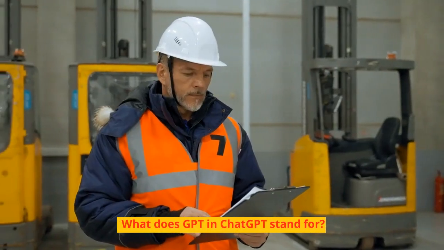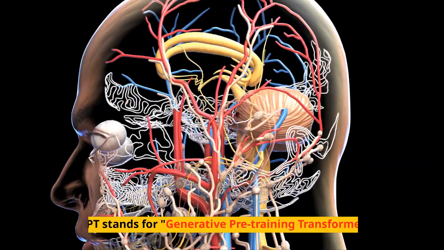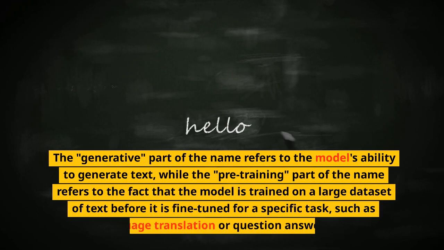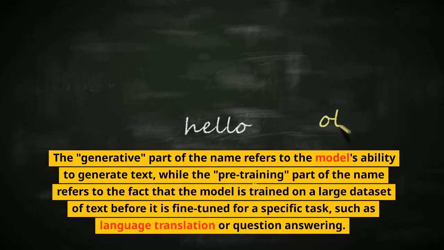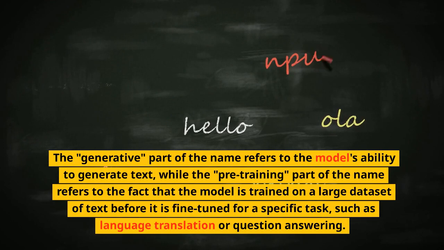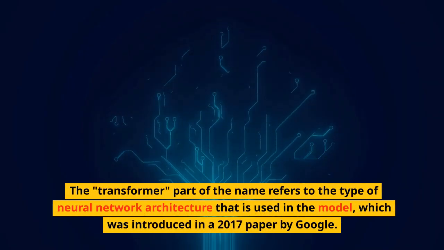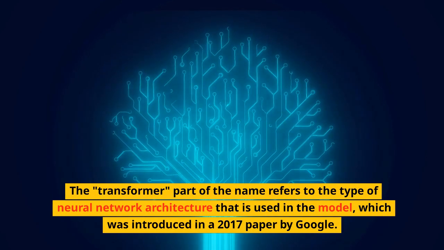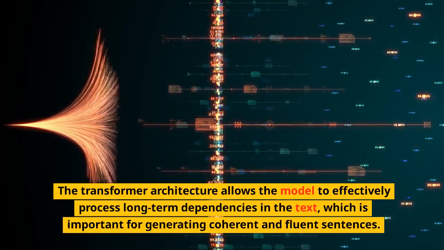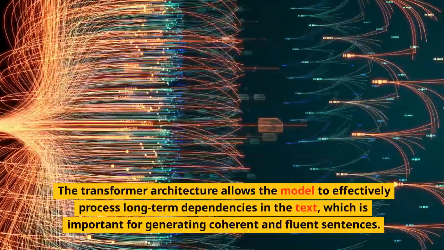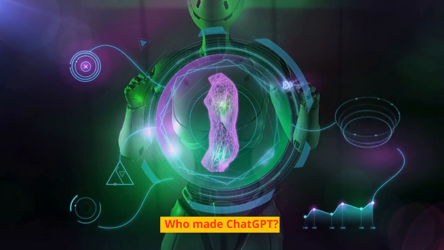What does GPT and ChatGPT stand for? GPT stands for Generative Pre-training Transformer. The generative part of the name refers to the model's ability to generate text, while the pre-training part of the name refers to the fact that the model is trained on a large dataset of text before it is fine-tuned for a specific task, such as language translation or question answering. The transformer part of the name refers to the type of neural network architecture that is used in the model, which was introduced in a 2017 paper by Google. The transformer architecture allows the model to effectively process long-term dependencies in the text, which is important for generating coherent and fluent sentences.